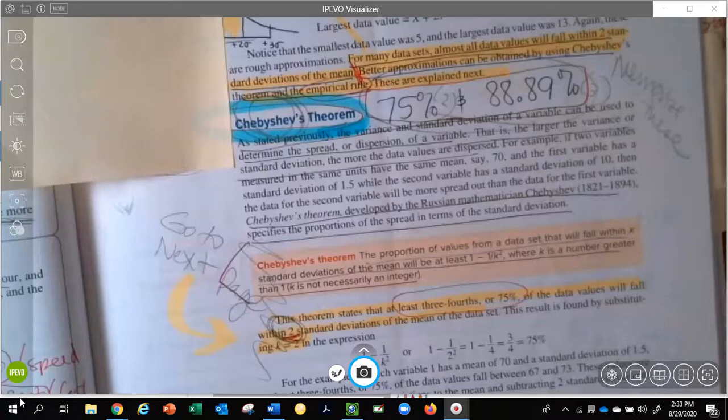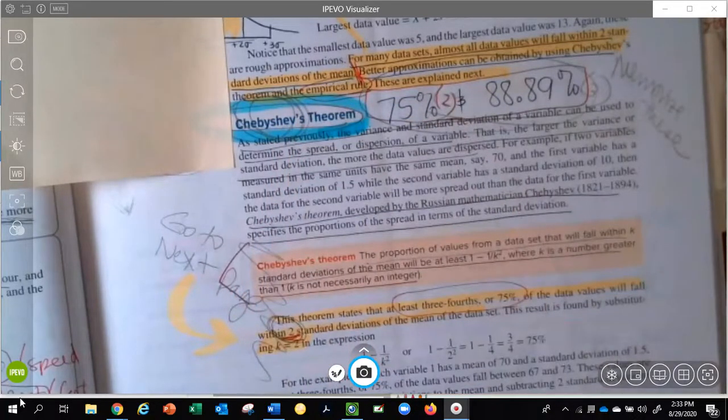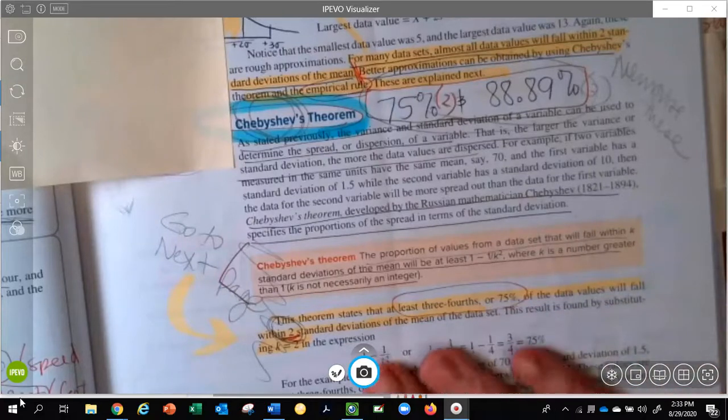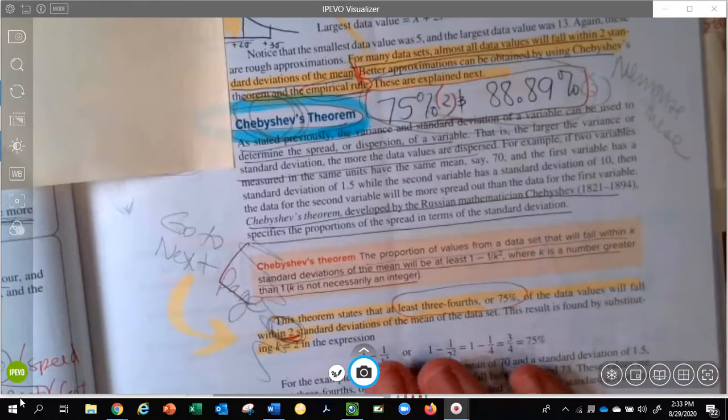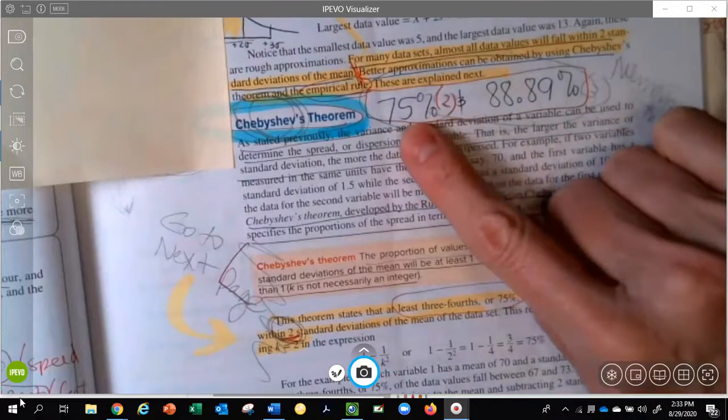That's what you need to know, that 75% of the data values are going to fall within 2 standard deviations of the mean of the data set. There's a lot more that we can do with this, but in our class we're just scratching the surface. You need to know that 2 standard deviations represent 75% of the data values.